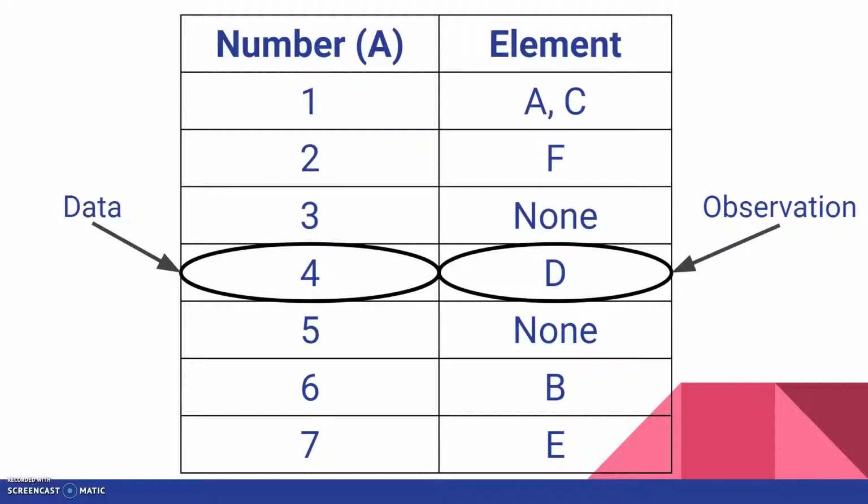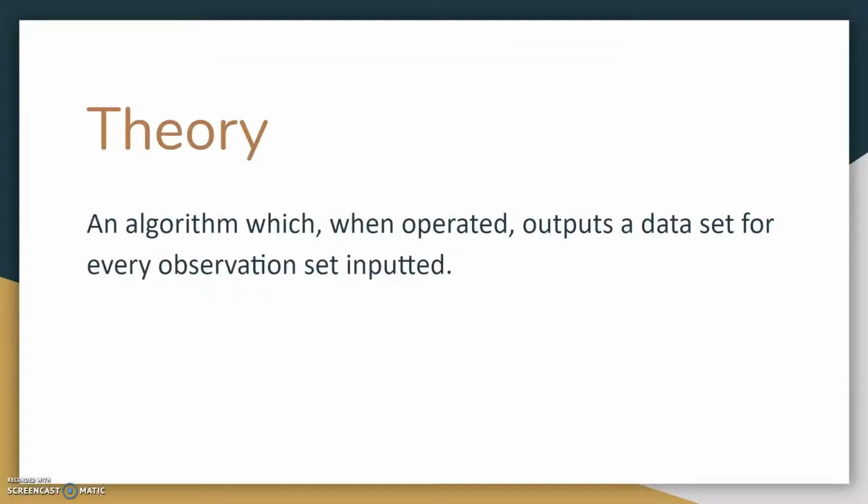In my previous video, I thoroughly explained observations and data, but I glossed over the steps in between. It turns out that all those steps fall under the same term, a theory. In general terms, a theory is an algorithm which, when operated, outputs a data set for every observation set inputted.